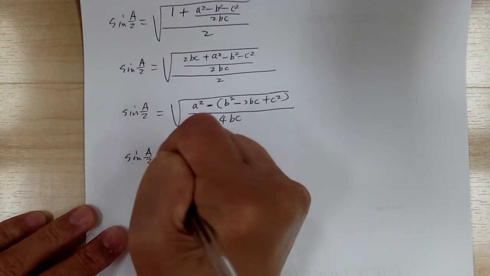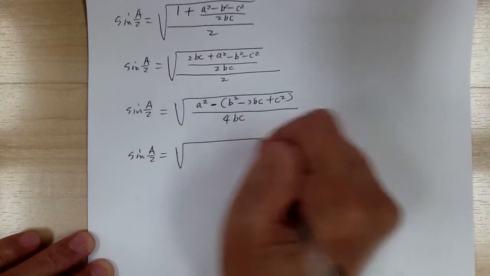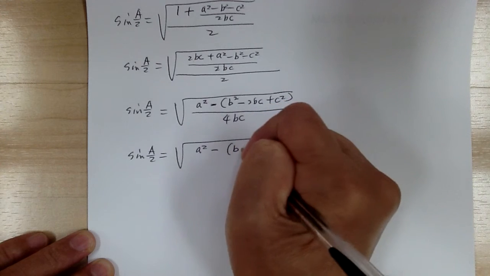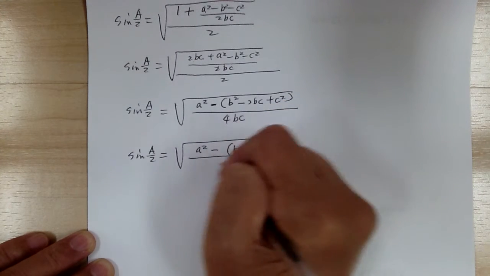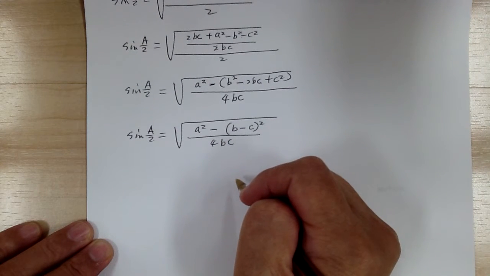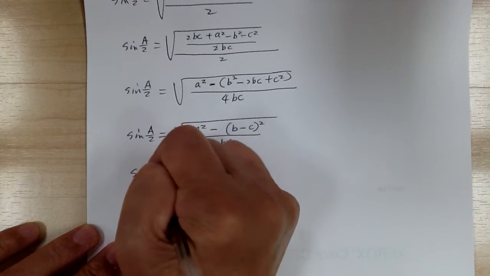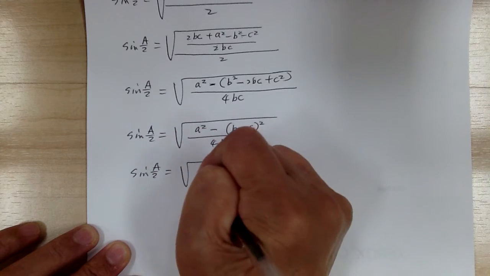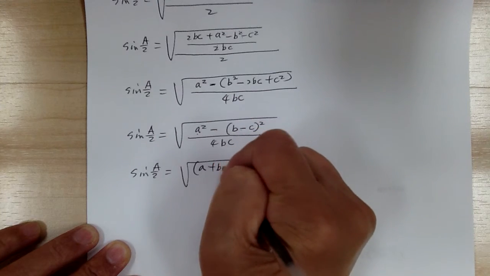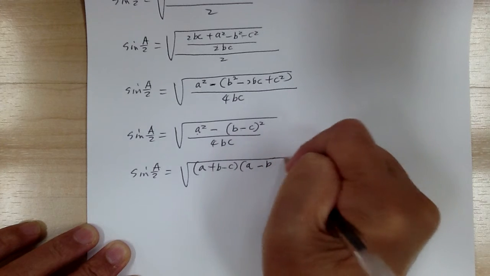Now sine of A over 2 will equal the square root of A squared minus, now this becomes a perfect square, B minus C squared, over 4BC. And now you can go ahead and factor more. Difference of squares would be this plus that times this minus that. So be careful with the signs.